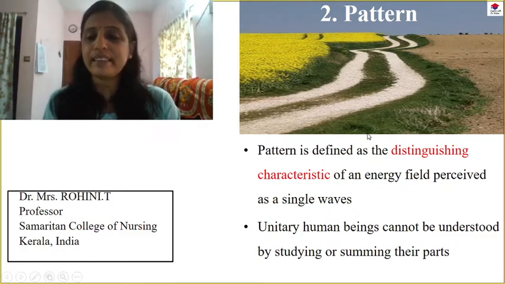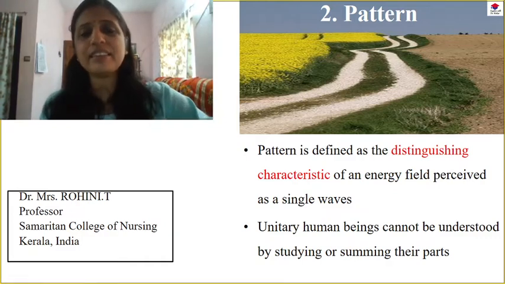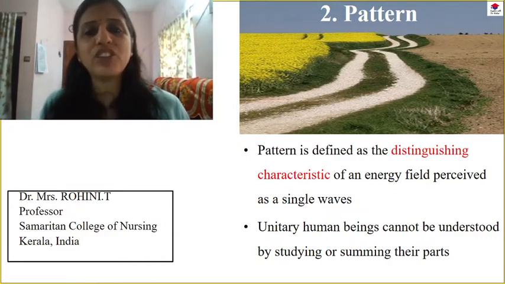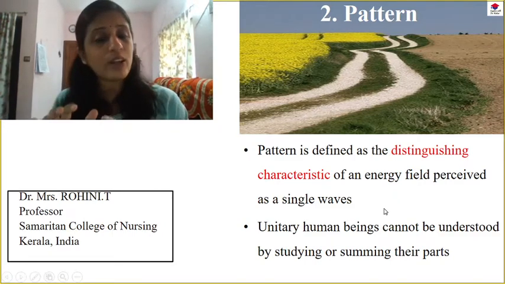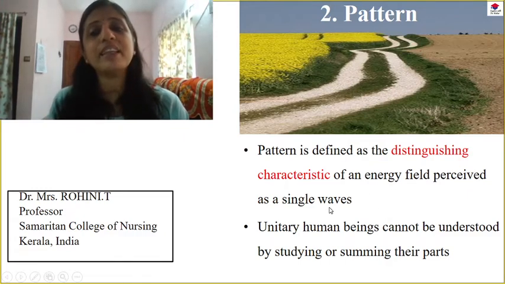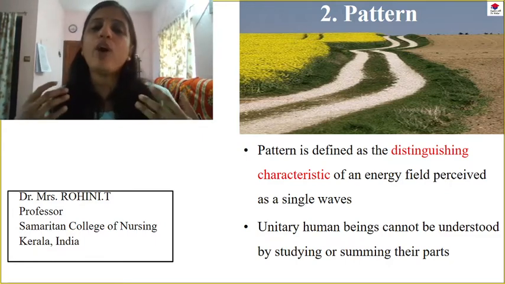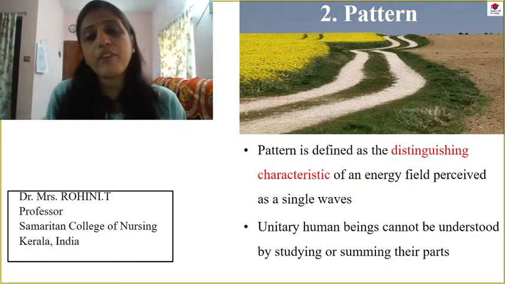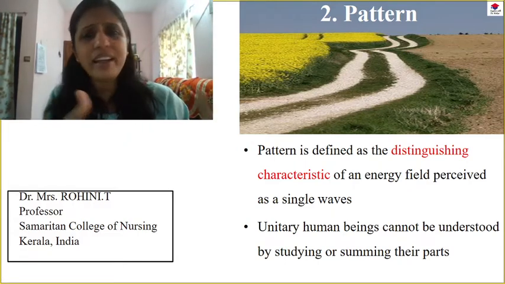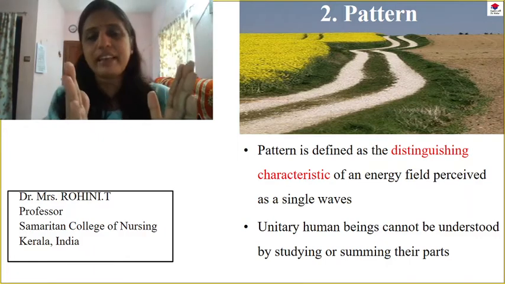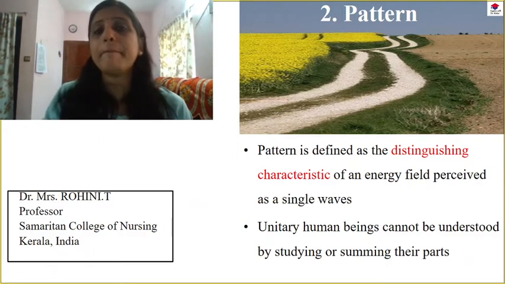So now let us read and see it once more. It is a distinguishing characteristic. You tell that this is that person's energy field. Maybe you say she gossips, maybe you say she is very encouraging. So that distinguishing characteristic of an energy field which is perceived as a single wave is called a pattern. So what should I understand from this? We all have patterns. We have our own way of how our energy field is tracked. Some people are highly ambitious. Their energy field is like that. Okay. So there is a pattern.